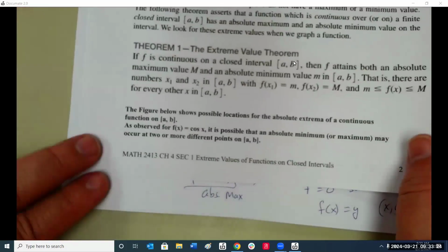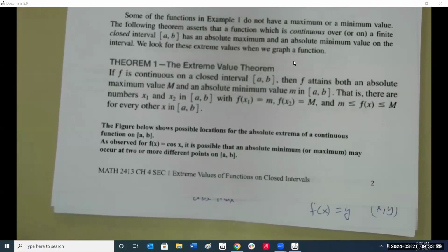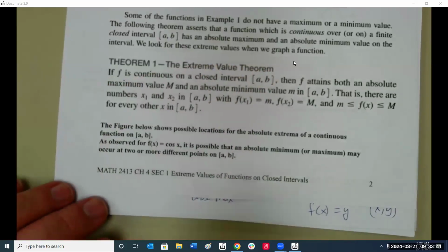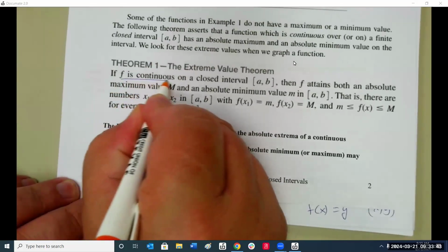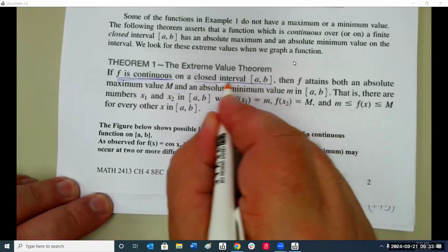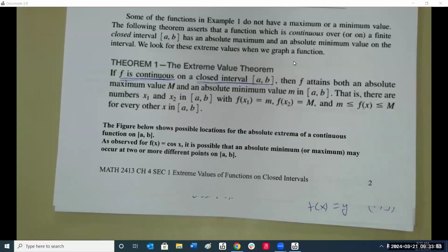Now, extreme value theorem. The extreme value theorem helps us define what we're talking about here. So we're going to write that down. The extreme value theorem says if f is continuous, okay, here, this is important. f is continuous on a closed interval. If it's closed, that means it's bounded. Something has to exist there.